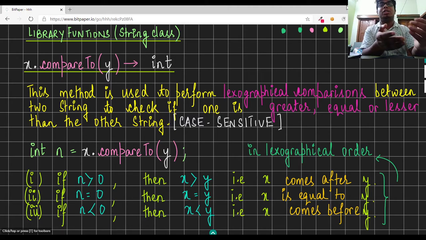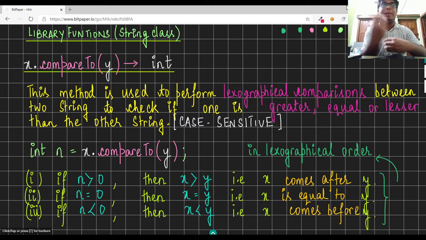Now, this function lets us perform lexicographical comparisons. What does this mean, lexicographical comparison? Lexicographical order means the order in which the words are arranged in a dictionary. In a dictionary, the words are arranged starting from A to words that start with Z, right? And then they're arranged in a particular order, and this order is referred to as the lexicographical order.